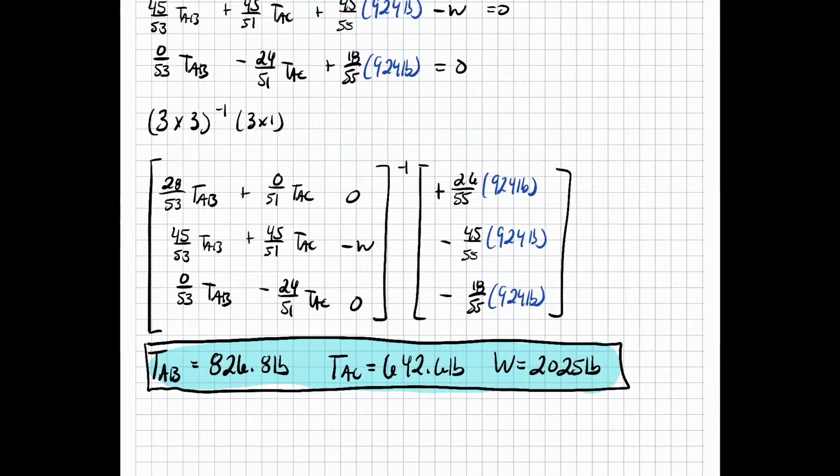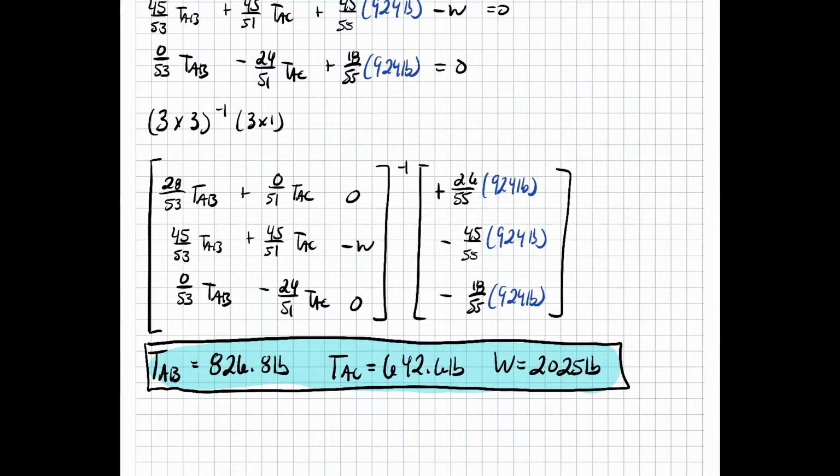If you notice, when the answers came out as tension AB, AC, and the weight, that is because of how we set them up in the matrix. So whatever's in the first column, second column, and third column is your first answer, second answer, and third answer. And that is it for that problem.